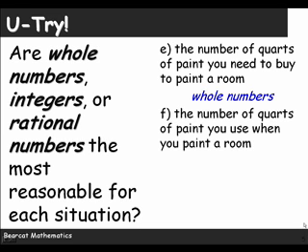How about the number of quarts of paint I actually use when I paint the room? Now, every time I do this, I always have some paint left in at least one can, so that's not a whole number. It's not an integer. It's got to be a rational number because there's a fractional part left.